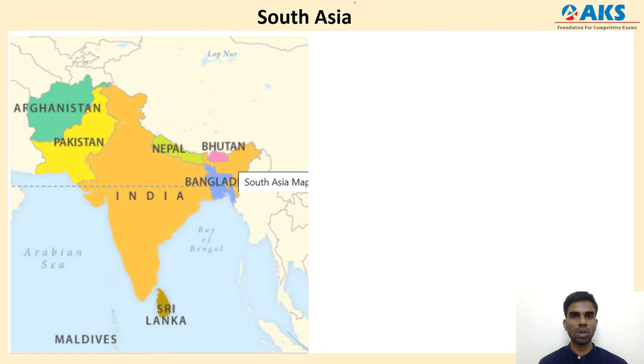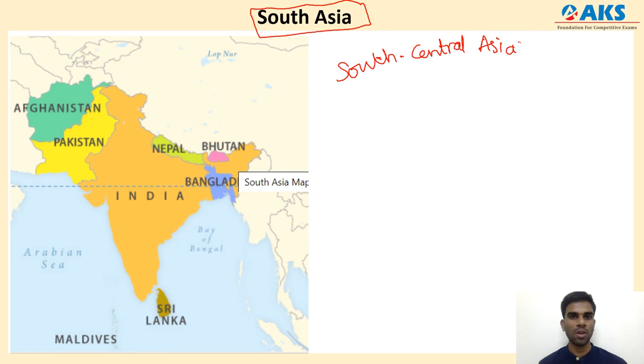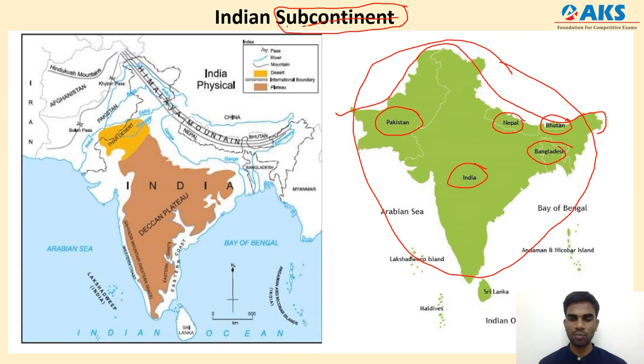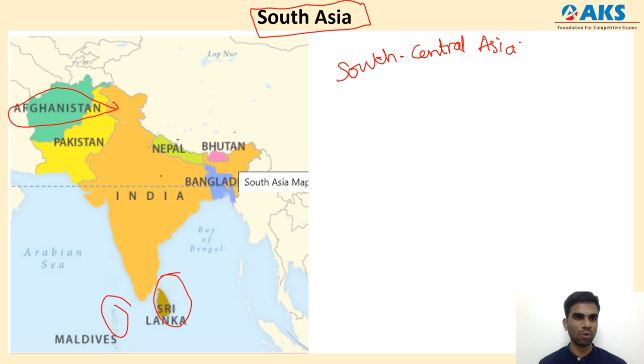Now coming to South Asia, India is located in the South Central part of Asia. You can see South Asia has Pakistan, India, Nepal, Bhutan, Bangladesh, Sri Lanka, and also Afghanistan and Maldives. So the only difference between the Indian subcontinent and South Asia is Afghanistan.